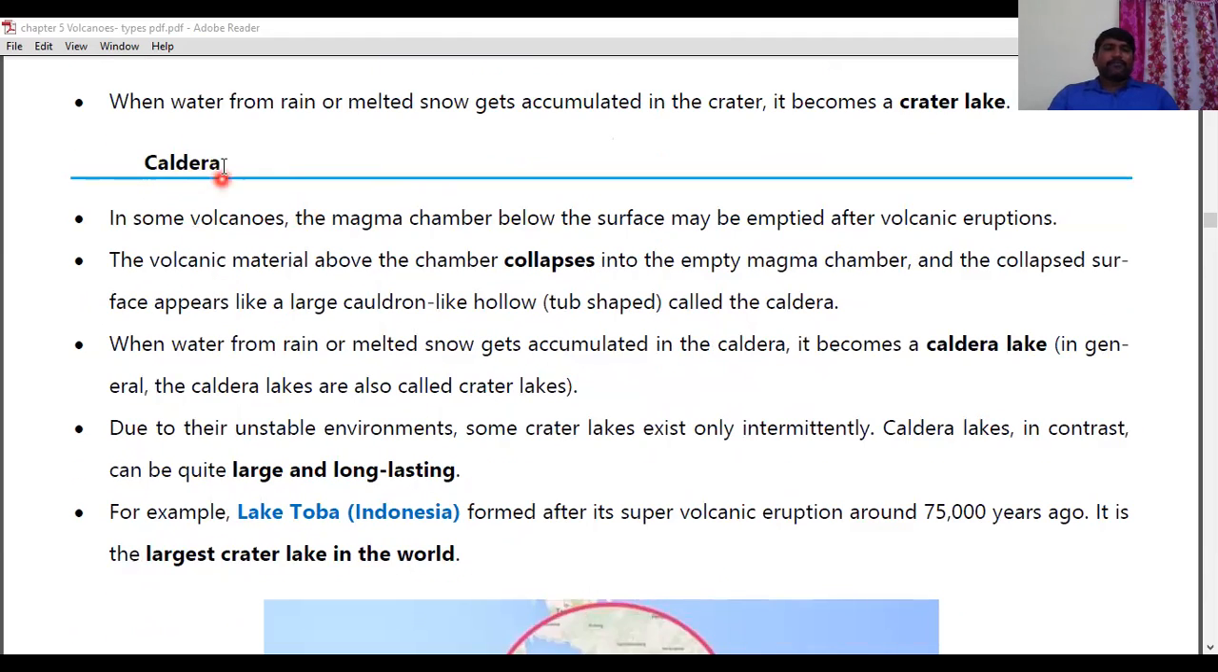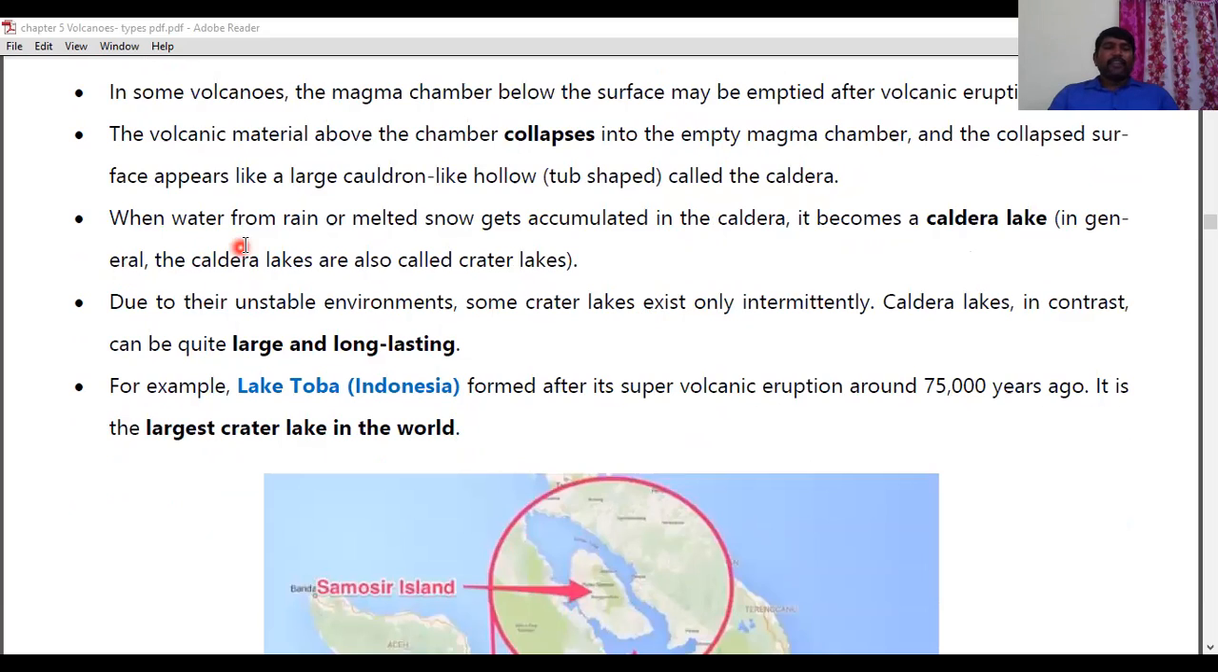Another one is the caldera. In some volcanoes, the magma chamber below the surface may be emptied after volcanic eruption when the lava or the magma disappears. The volcanic material above the chamber collapses into the empty magma chamber, and the collapsed surface appears like a large cauldron-like halo or tub-shaped feature, which is called the caldera. When the water from rain or the melted snow gets accumulated in that caldera, then it becomes a lake, which is known as the caldera lake. In general, the caldera lakes are also called the crater lakes.